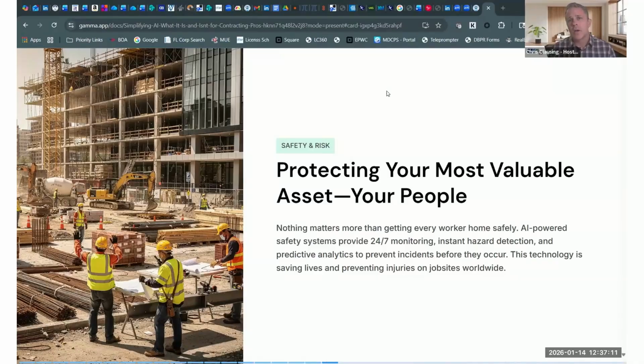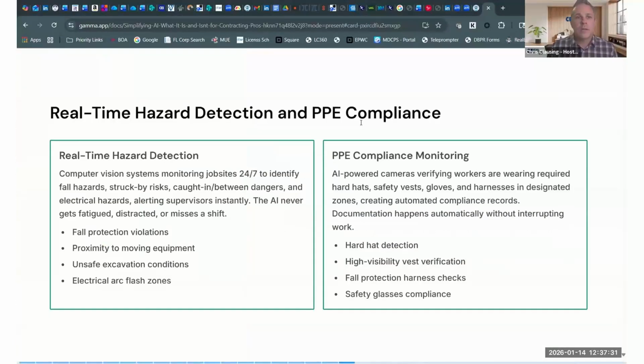So again, the end result you're hoping for is a reduction in incidents and accidents, which will result in a lower premium, fewer legal claims, fewer workers' comp claims, and all of those things. So this kind of predictive hazard detection is really good.